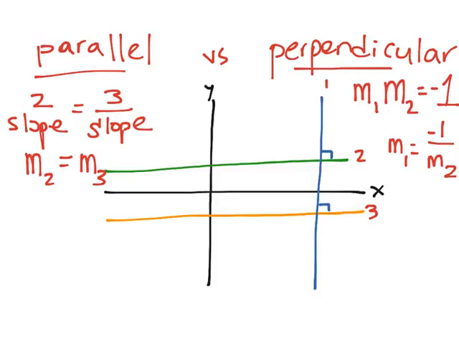So a quick recap of what we did in this lesson. We went over what is slope, the rate of change of a line. We went over different kinds of slopes, positive, negative, zero, and undefined. And then we looked at the slopes of parallel and perpendicular lines.